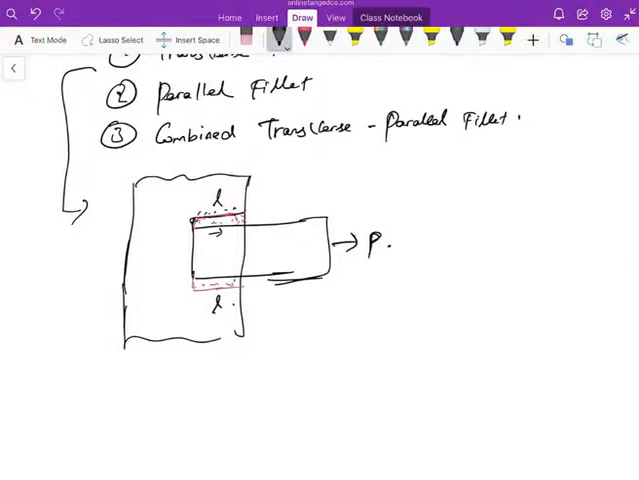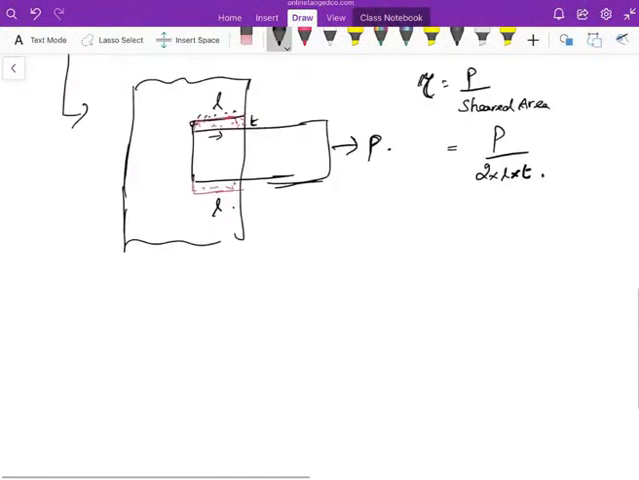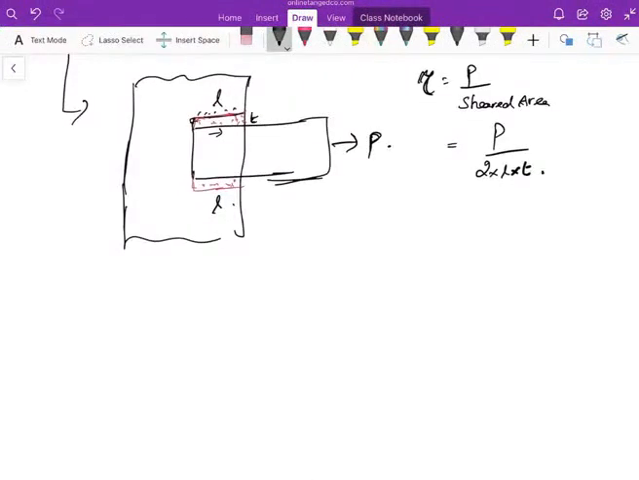Okay, for shear deformation, what is our formula? Shear stress is nothing but the load divided by the sheared area. What is our sheared area? Our sheared area is nothing but length into thickness. As I mentioned earlier, we have to consider only the throat thickness for calculations. From that, we have to get the size of the weld. So the sheared area is length into thickness, and since it has two sheared areas, it is 2 into L into T.